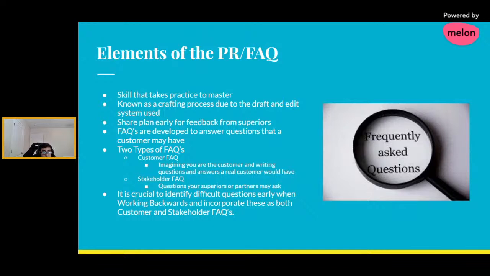They're developed to answer questions that a customer may have, and there are two types: the customer and the stakeholder FAQ. So the customer FAQ is where you imagine that you're the customer and you write questions and answers that a real customer would have. And then the stakeholder FAQ is where it's basically questions your superiors or partners may ask. It is crucial to identify difficult questions early when working backwards and incorporate these as both customer and stakeholder FAQs when possible.